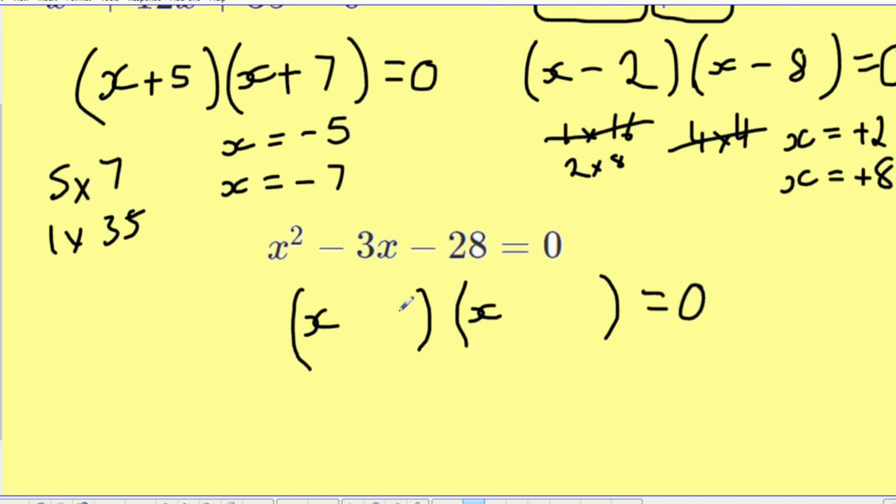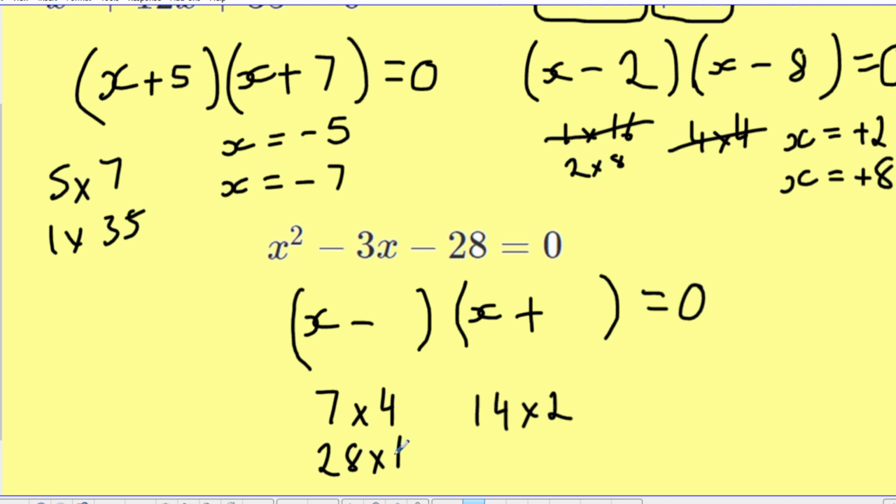So how do we make 28? So 7 times 4, 28 times 1, 14 times 2. Anyone think of any others? Nope. Okay, so we're going to have a minus and a plus. Okay, we know it's going to be a minus and a plus because they're both negative. To make a negative, you have to multiply a negative. So it's going to be a minus and a plus.